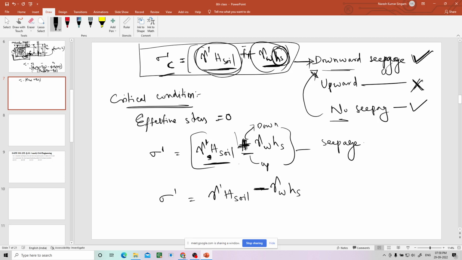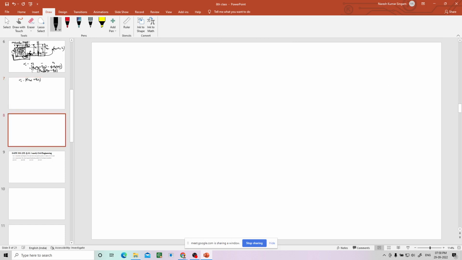The upward seepage formula is this. So let us equate this to 0 and see when the critical condition happens. Taking h only for the time being, gamma dash h minus gamma w seepage head equals 0. Now gamma dash equals gamma w into hs.